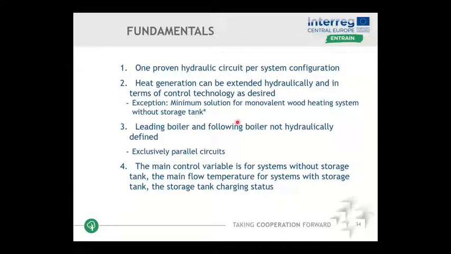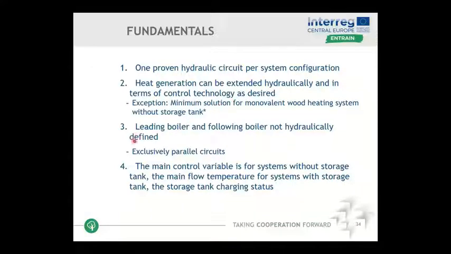Very important, the heat generation system and the hydraulic system should be able to be extended. I mentioned already, systems are growing. We might need another boiler in future. So the system should be designed in a way, the control strategy, that it is possible to jump from one boiler setup into another one without changing everything.